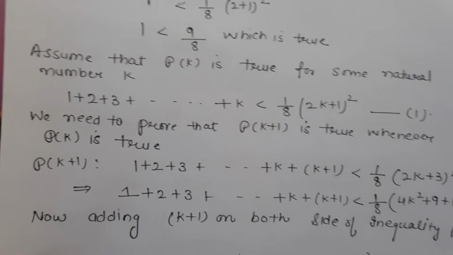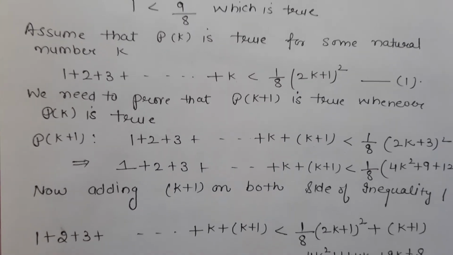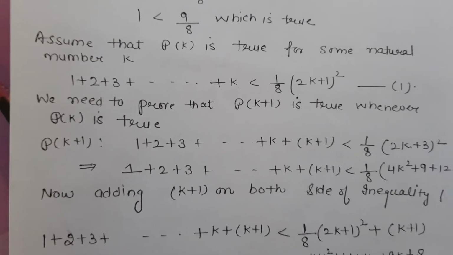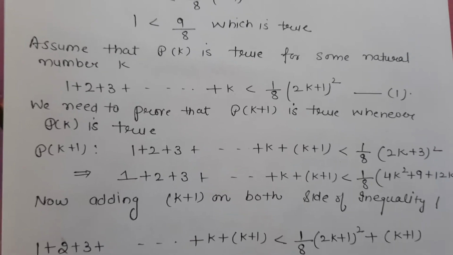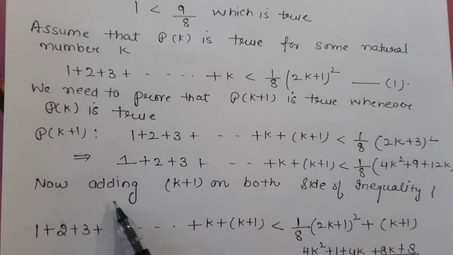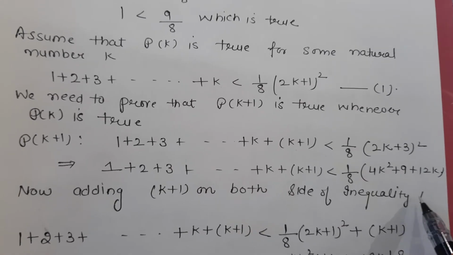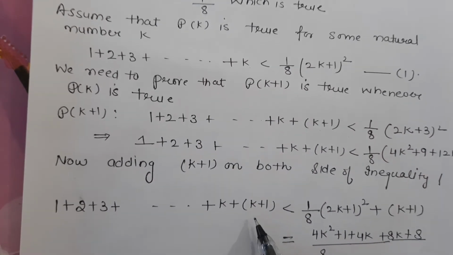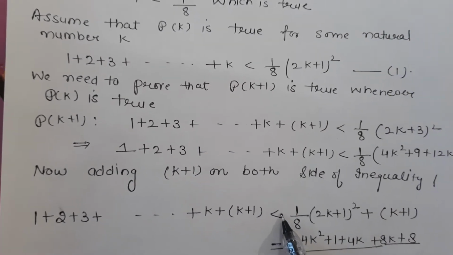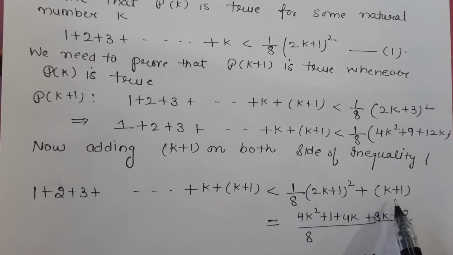You know the rules of inequality. If we add some positive number on both sides of an inequality, the sign will remain the same, as k is a natural number, so its minimum value is always 1, and you are adding k plus 1 which is greater than 1, right? Now we'll write adding k plus 1 on both sides of inequality 1, right? This is a positive number, we'll have this is less than, so the sign will remain the same, less than 1 by 8, 2k plus 1 whole square plus k plus 1.